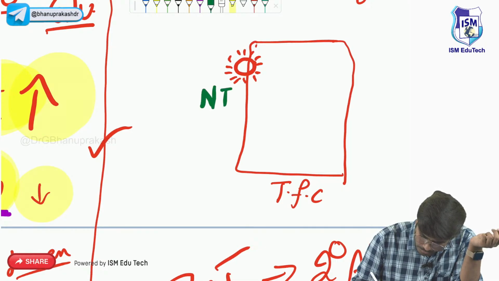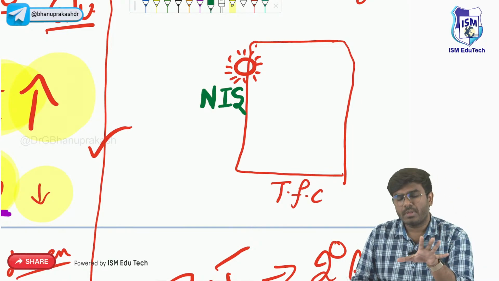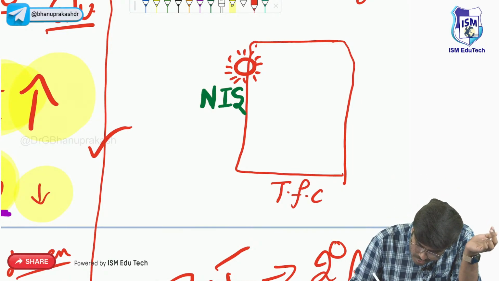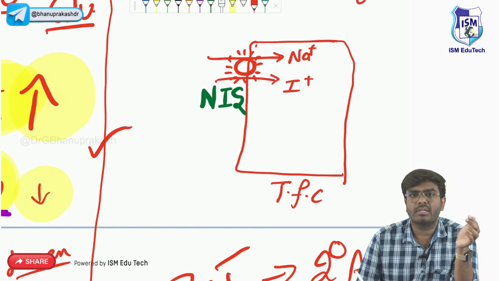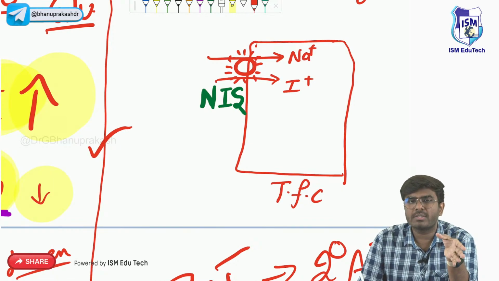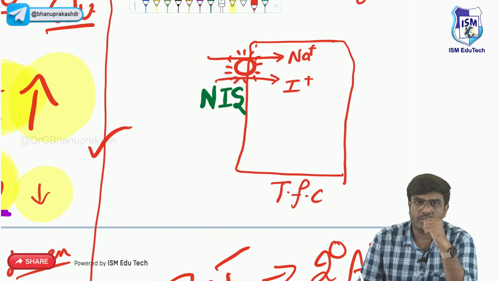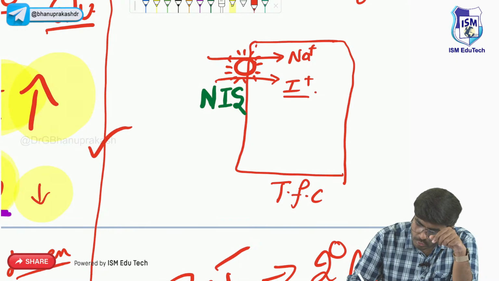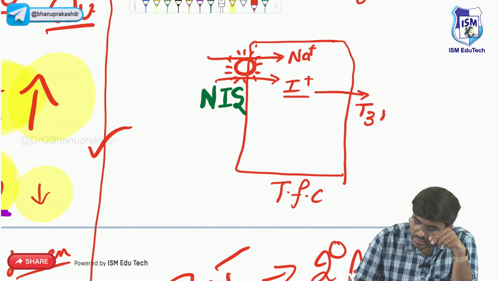Sodium iodide symporter, NIS. Now, what is the sodium iodide symporter doing? It brings the sodium into the cell as well as the iodide into the cell. So, co-transport: 100% co-transporters are examples of secondary active transport. Now, this iodide is utilized in the production of T3 and T4.